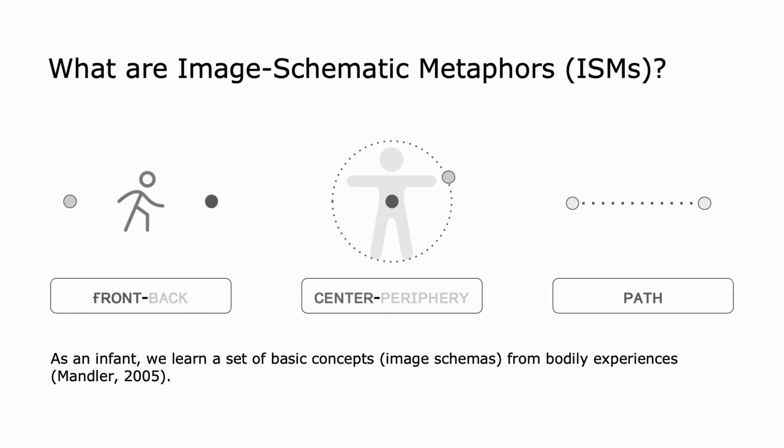So, what exactly is an image-schematic metaphor? We'll simply refer to it as ISM from this point. Evidence in child development research suggests that as an infant, we learn a set of these basic concepts, also known as image schemas, from our everyday bodily experiences. One example is front and back, which is usually the side with the face in humans and the side opposite. Another example is path, an image schema formed when we repeatedly see objects moving along a trajectory in space.